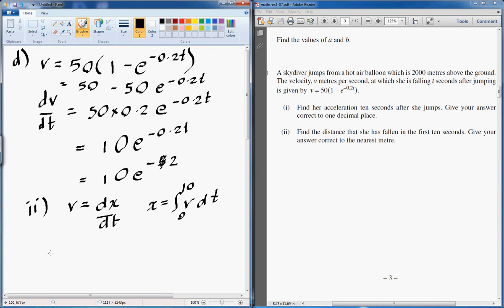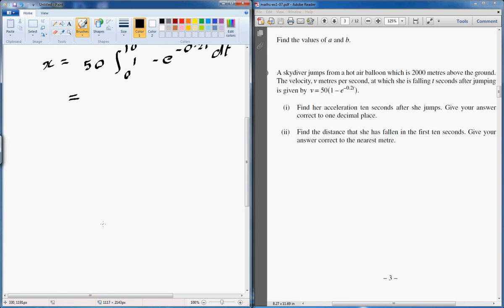Okay, so writing this out, x is equal to, the 50 I'm going to take out of the integration, and this will become the integral from 0 to 10 of 1 minus e to the minus 0.2t dt. The first term should be really straightforward. So this is 50 times t.